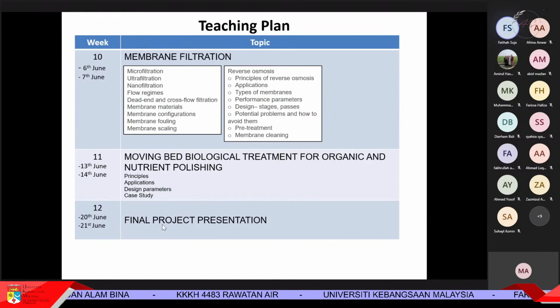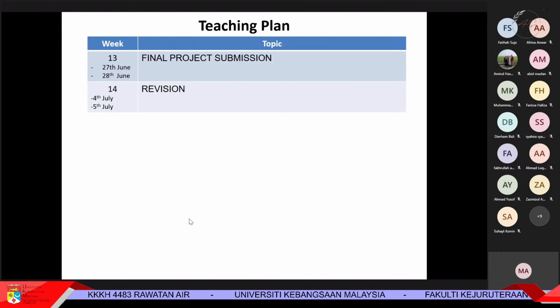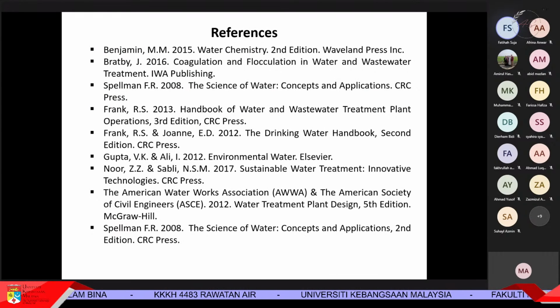And on your 12th week, you will have the final project presentation. And 13th week, final project submission. Okay, I give you 1 week after your presentation, maybe you need to make some corrections. And then the final project submission, and the 14th week is the revision. Okay, you can stop me anytime if you want to ask any questions. These are some of the references that you can use if you want to get more on the content of the course.